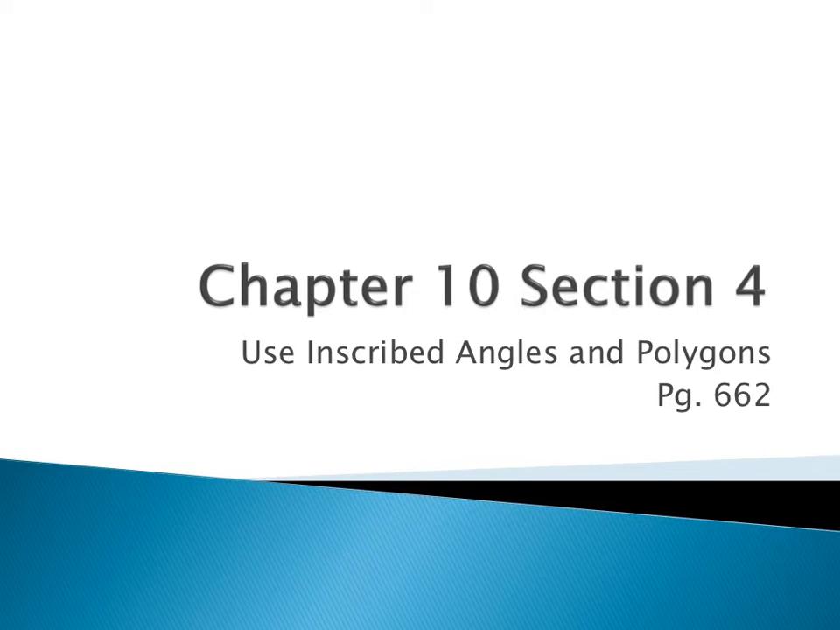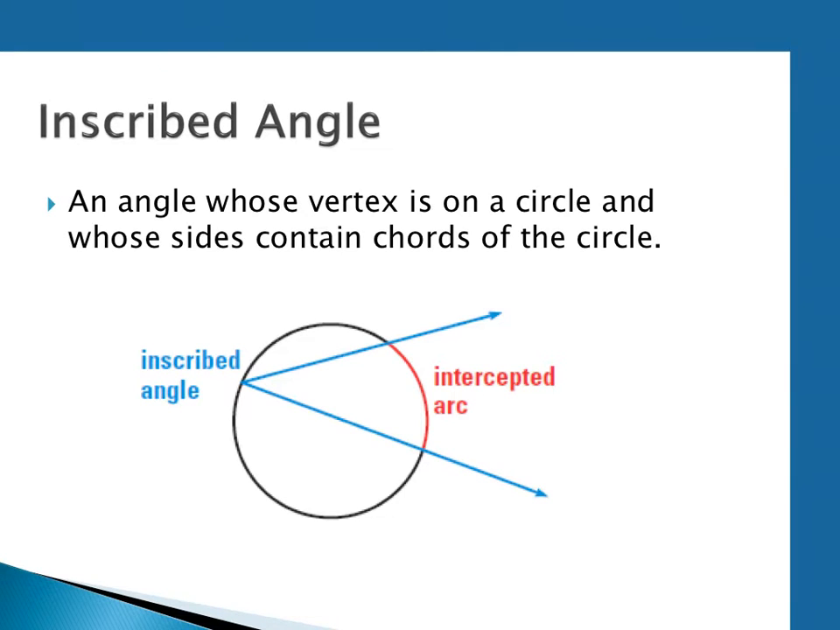All right, chapter 10, section 4 is inscribed angles and polygons. So we've talked about central angles, which is one kind of angle inside a circle. A central angle has its vertex at the center, and the measure of the angle is equal to the measure of the arc. Now we're going to learn about inscribed angles. So it's a different kind of angle. An inscribed angle is an angle whose vertex is on the circle.